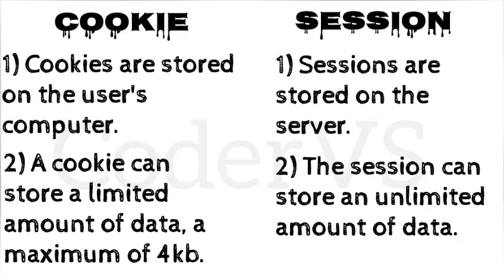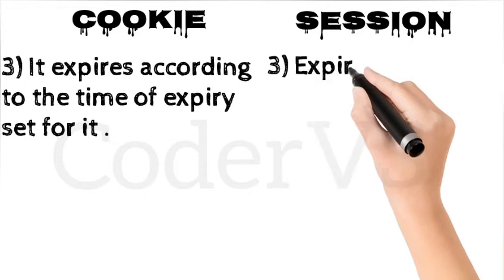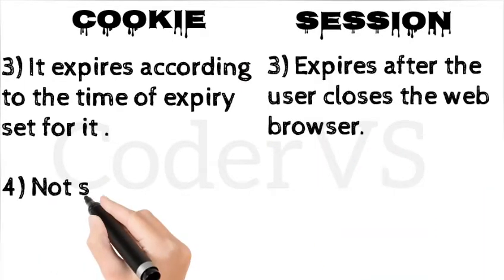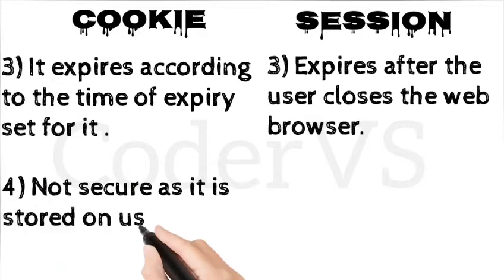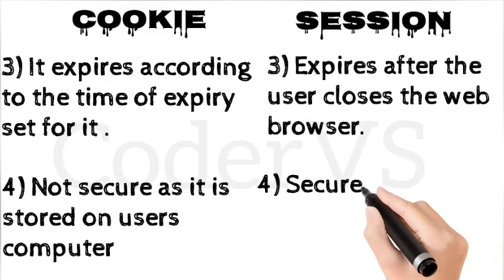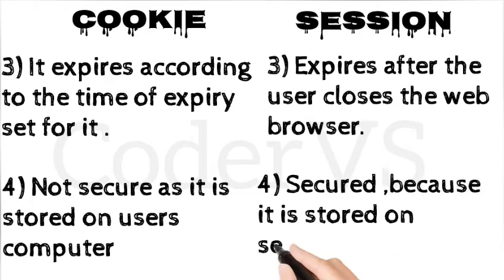Cookie expires according to the time of expiry set for it, but the session expires after the user closes the web browser. Cookie is not secure as it is stored on user's computer, as user can modify it, whereas session is secured because it is stored on server and user can't modify it.